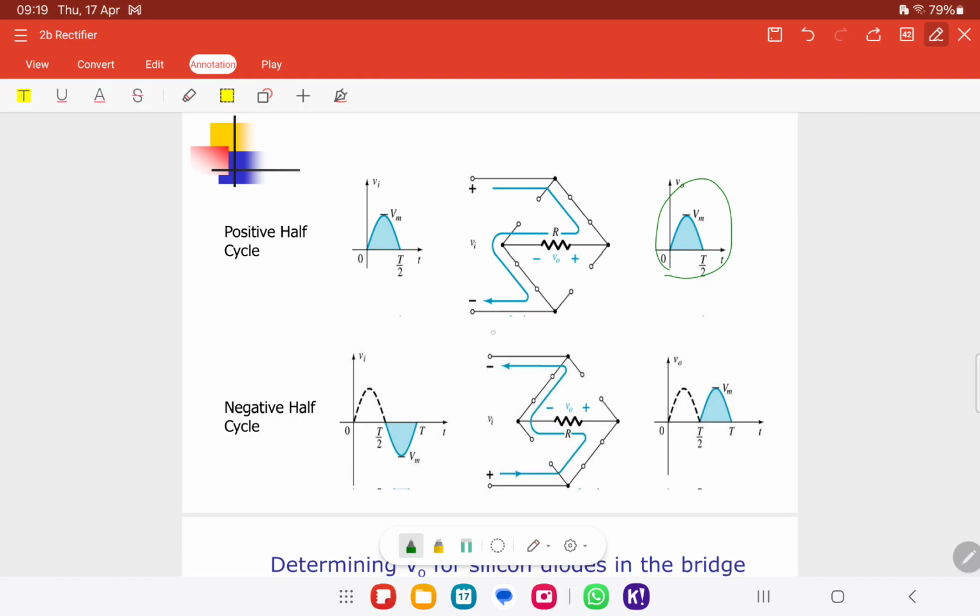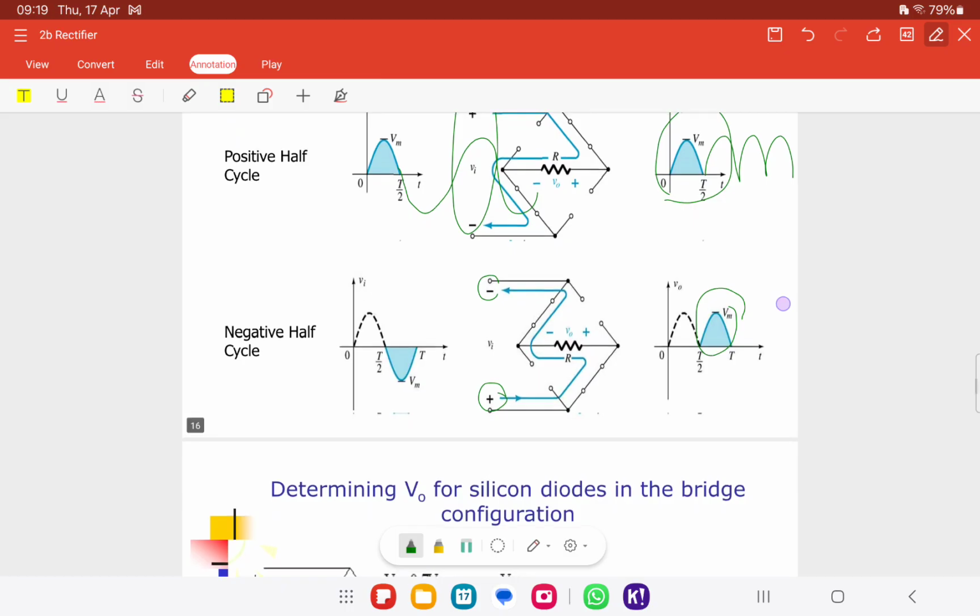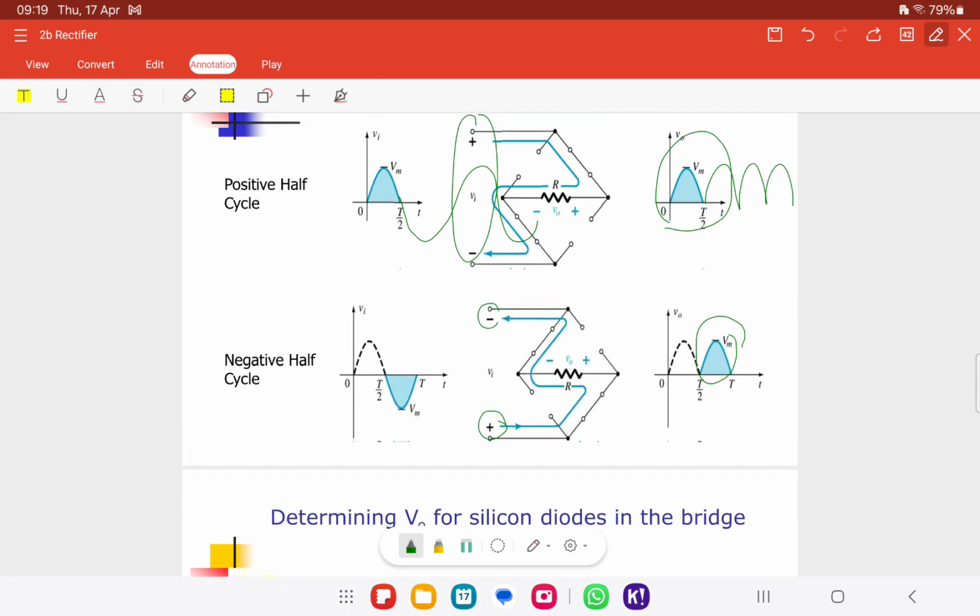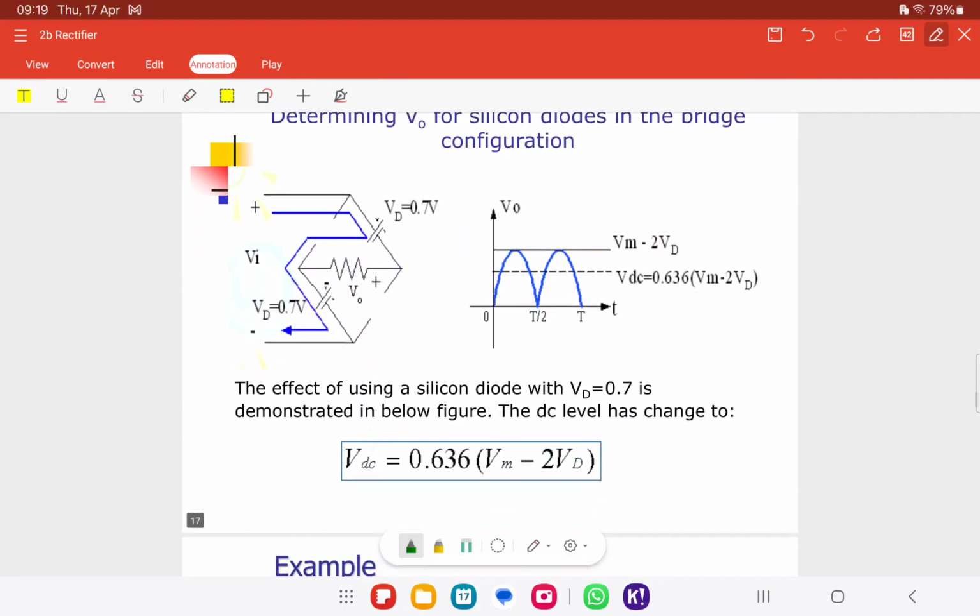For the second path, we change the polarity and we get the second cycle. The AC signal is continuous, it just carries on. So we change the polarity again, switch once more, and you will get a continuous signal. So we have both positive cycles and negative cycles.